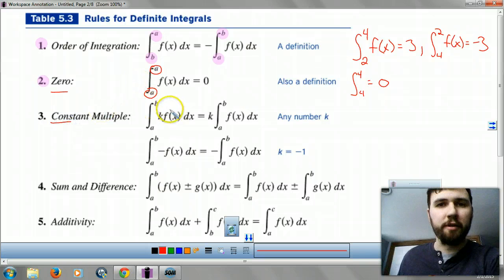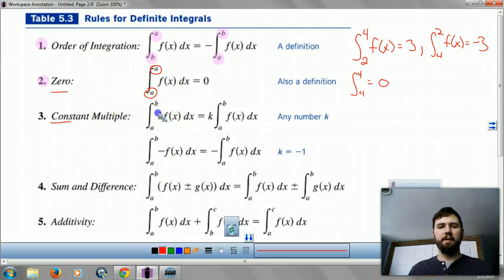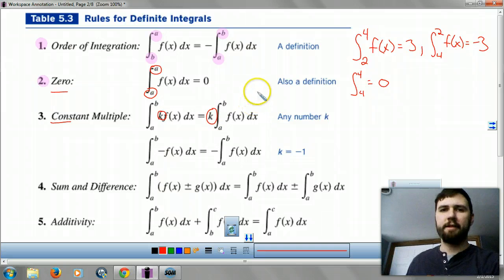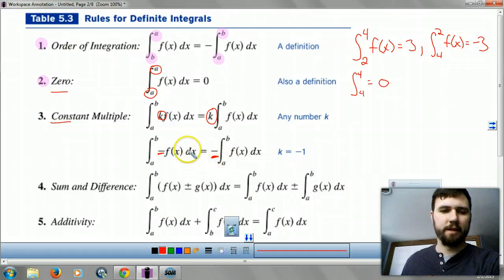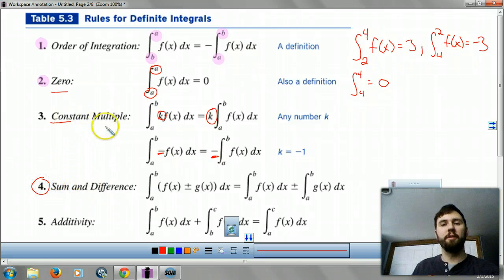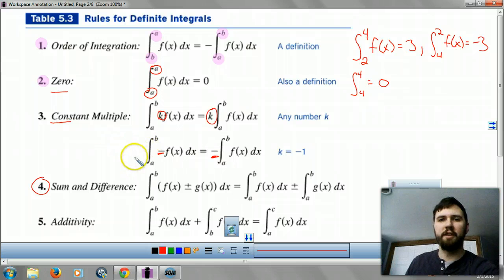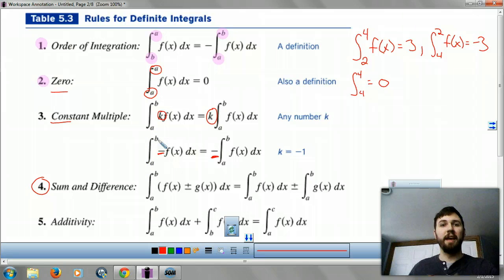Constant multiple, same as derivatives, says that if I have some k multiplying my function, I can pull it out. That will come in handy. Same with negative signs. If you have a negative, just pull it out. Sum and difference is the same as it was for derivatives: if you're adding two functions together, you can integrate them separately and then add them together, and it'll still work.